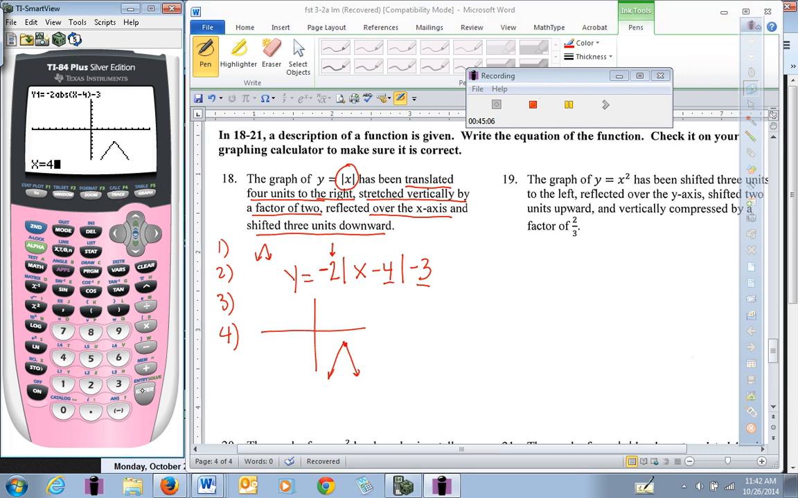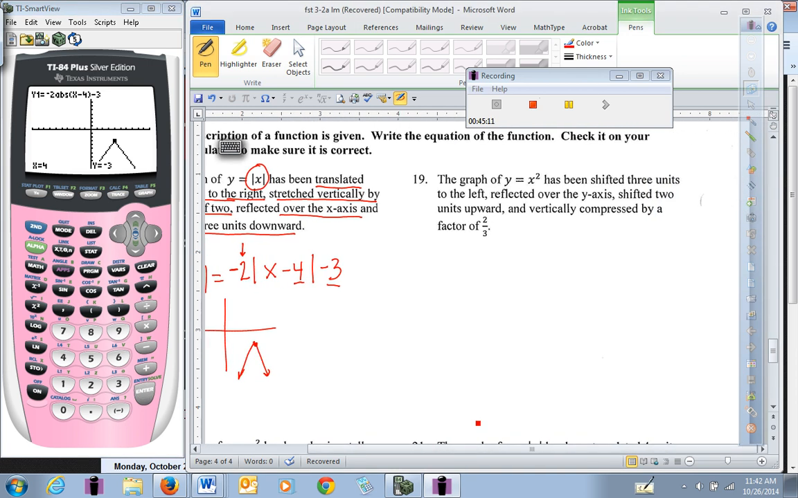If I trace the point 4, is it 4, negative 3? And it is, isn't it? Okay, so for number 19, let's just start with a big grouping symbol with a square here.